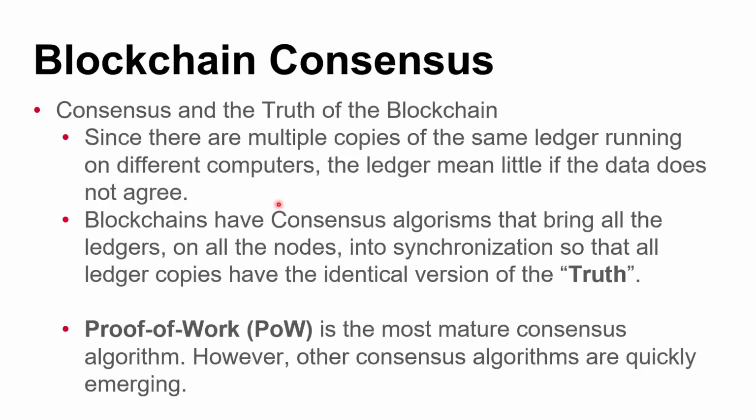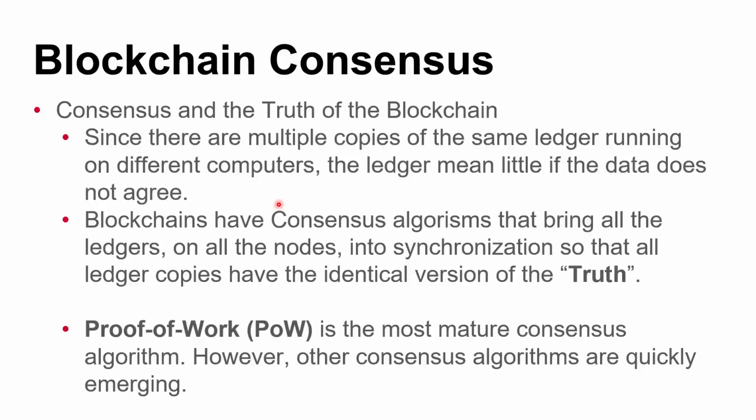So, consensus and the truth of the blockchain. You'll often hear the consensus referred to as the truth, interestingly enough. Consensus is necessary because there are multiple nodes, the idea being that these nodes all contain the same ledger. The ledger is supposed to be one ledger, many nodes.